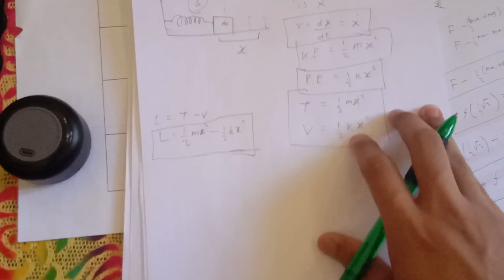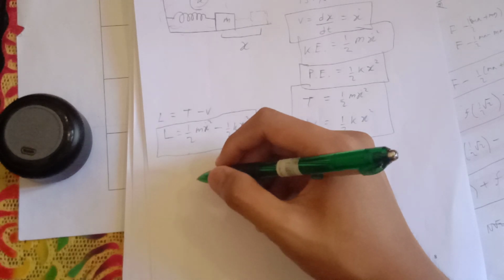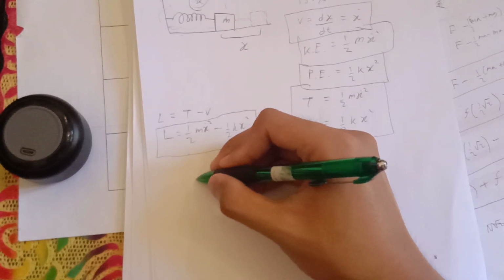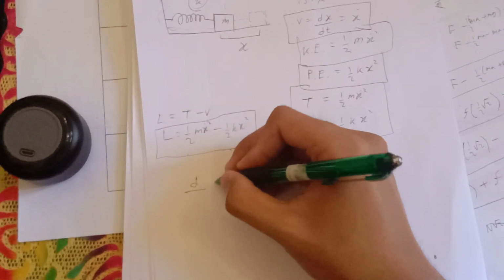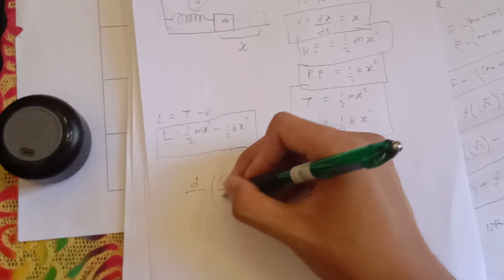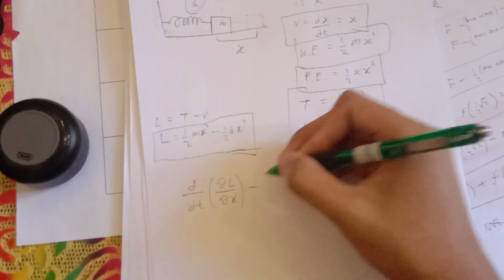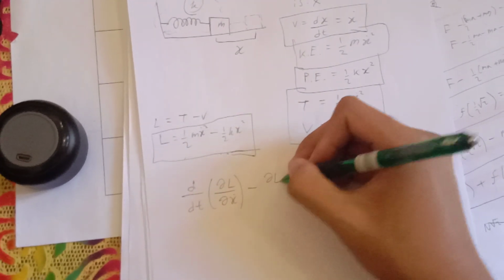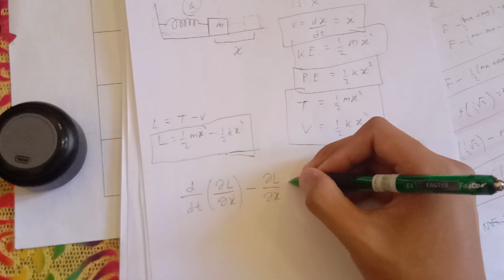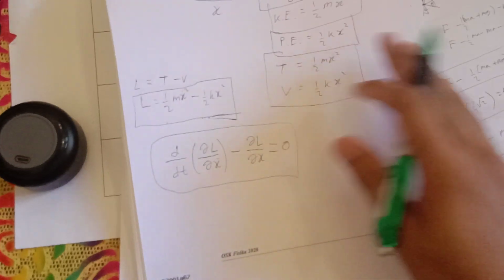Now let's put this into the Euler-Lagrange equation of motion. The equation is the time derivative of the partial derivative of the Lagrangian over x dot, minus the partial derivative of the Lagrangian over the position x of the object, all equal to 0. This is the Euler-Lagrange equation of motion.